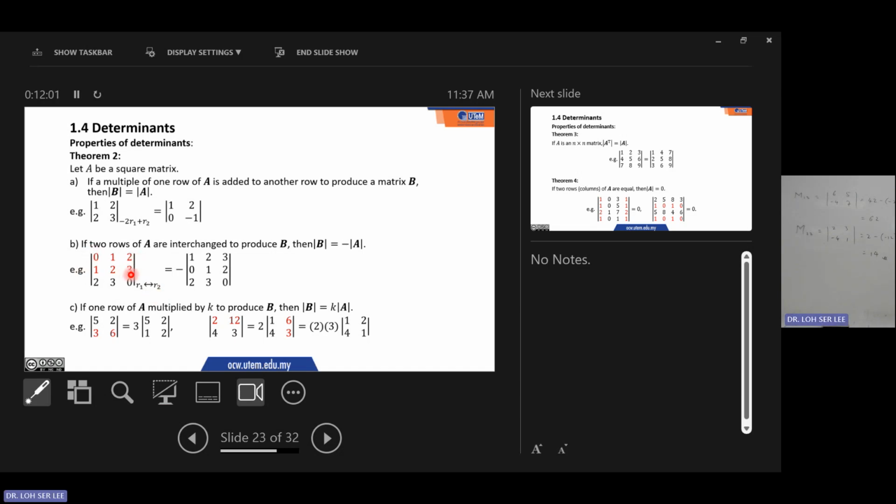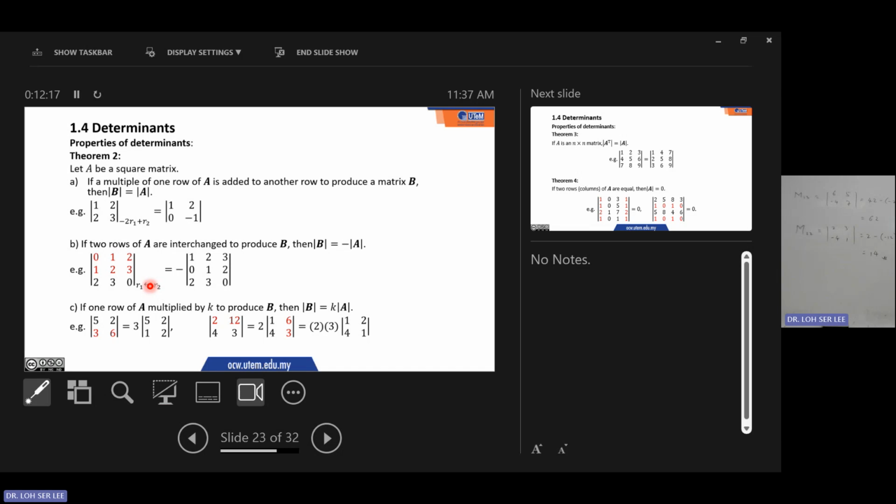Row 1 with row 2, we swap. So row 2 will be row 1, row 1 will be row 2, and no changes for row 3. Whenever we apply this operation, this is called interchange between 2 rows.